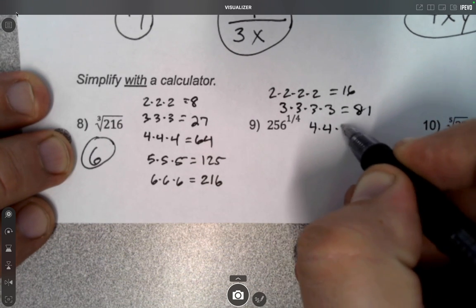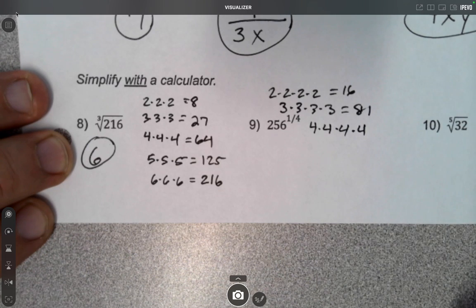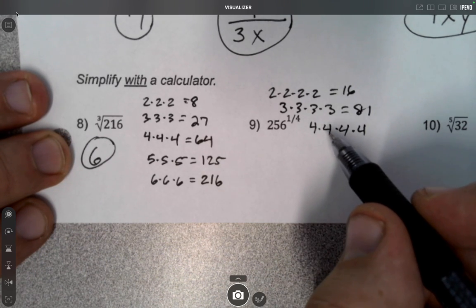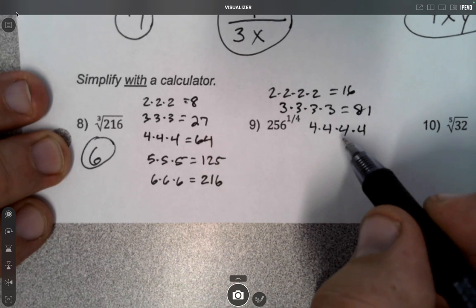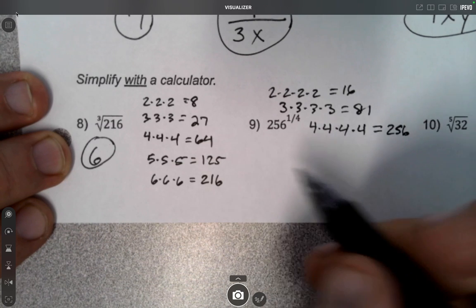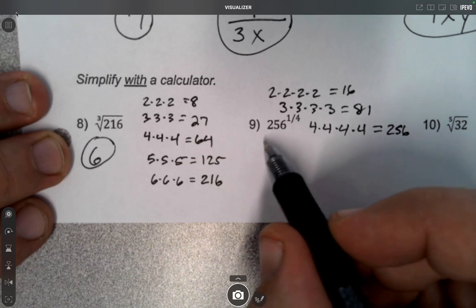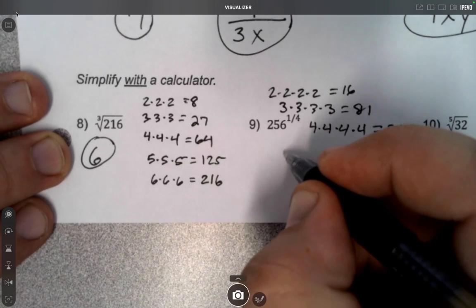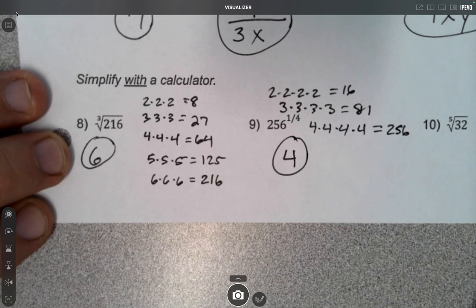4 times 4 times 4 times 4. All right, 4 times 4 is 16. 16 times 4 is 64. 64 times 4, lo and behold, it's 256. So the fourth root, or the 1/4 power of 256, is 4.